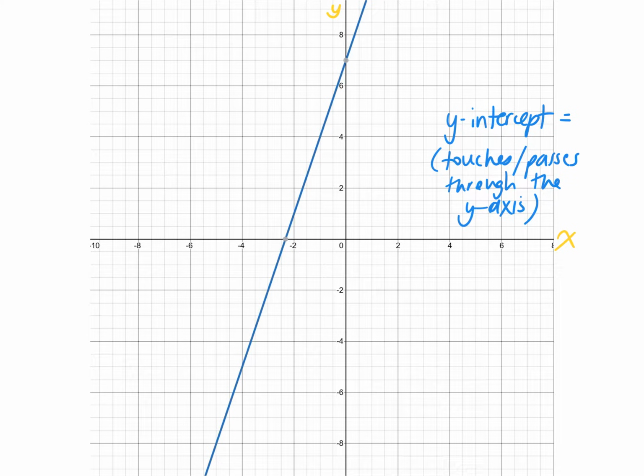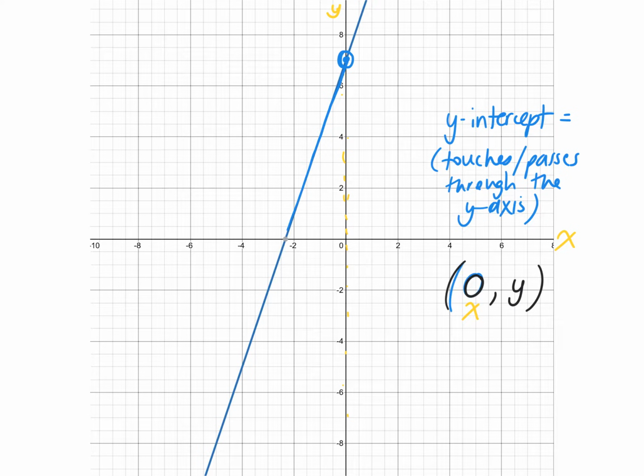So the coordinate of this would be a point where x is always equal to 0. If x is 0, we know that it's going to be anywhere on the y-axis. It's going to touch the y-axis. So the coordinate, we always read the coordinate 0 and then whatever the y value is. So you want to look at your line and you want to see when does it hit the y-axis right here. That's the point where the line hits the y-axis.